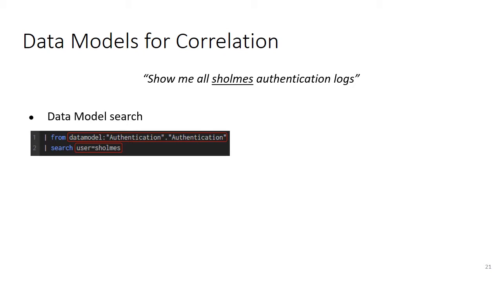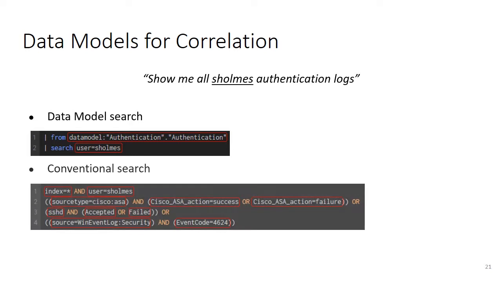To do something equivalent in a conventional search, it'd be much more difficult. First, I'd have to specify any index because I don't necessarily know what index these alerts are going to be in. And then I could still say user shomes, but then I need to specify the source types explicitly where I want to look for these authentication attempts. I could say source type Cisco ASA, look for ASA action success or failure. I can also look at Linux authentication logs by calling out keywords SSHD, accepted or failed.